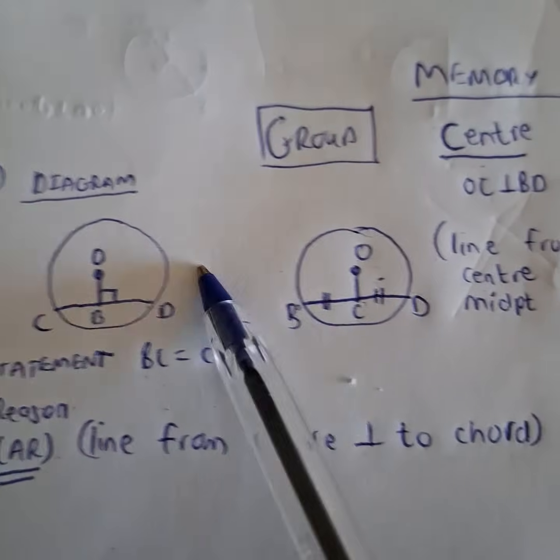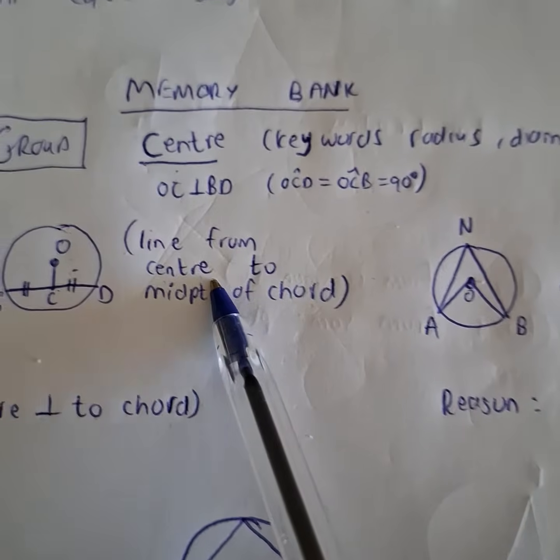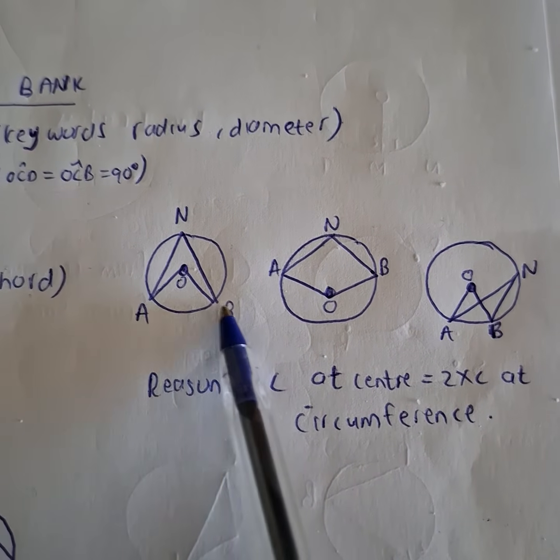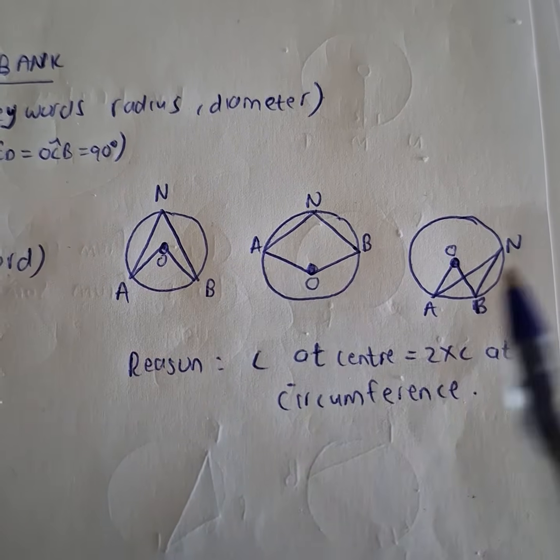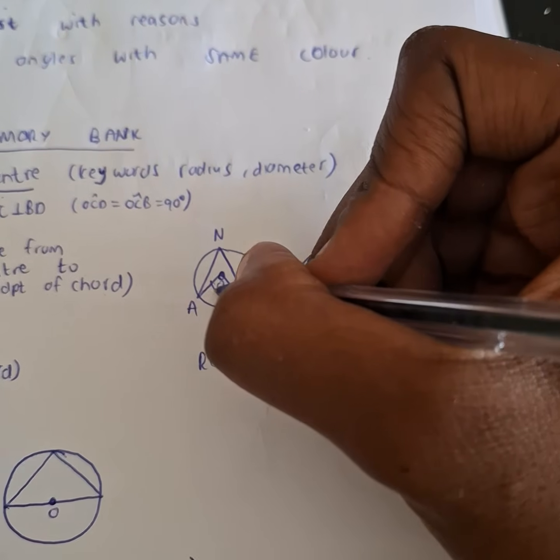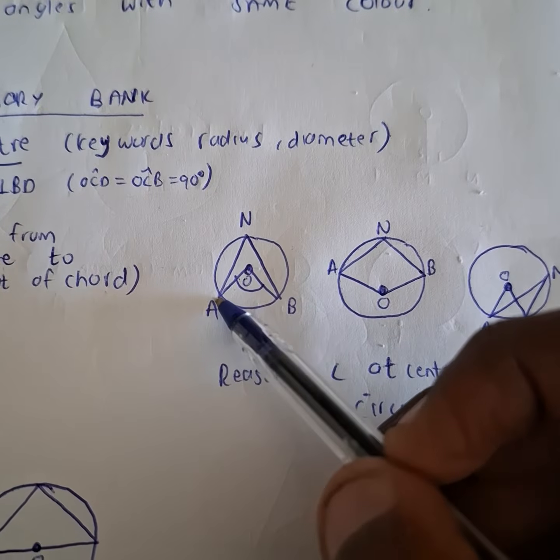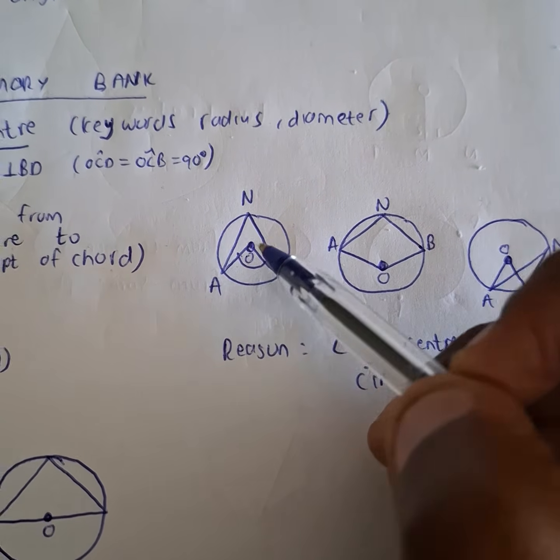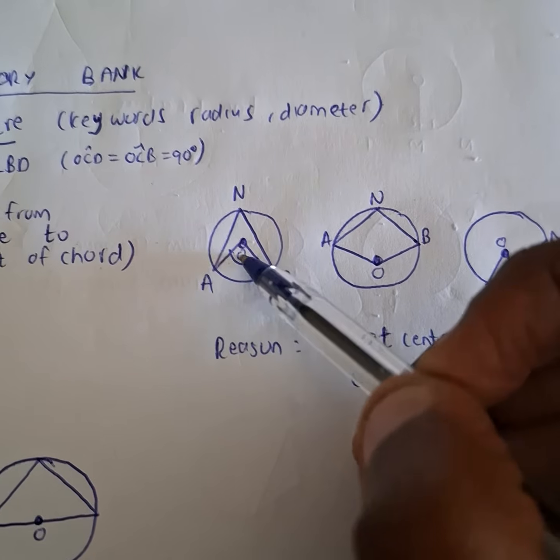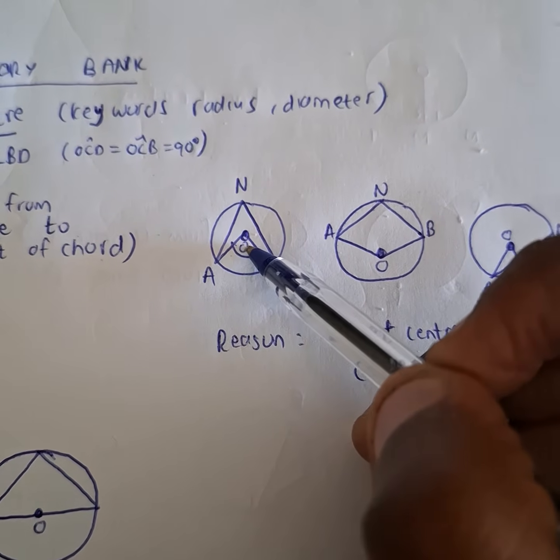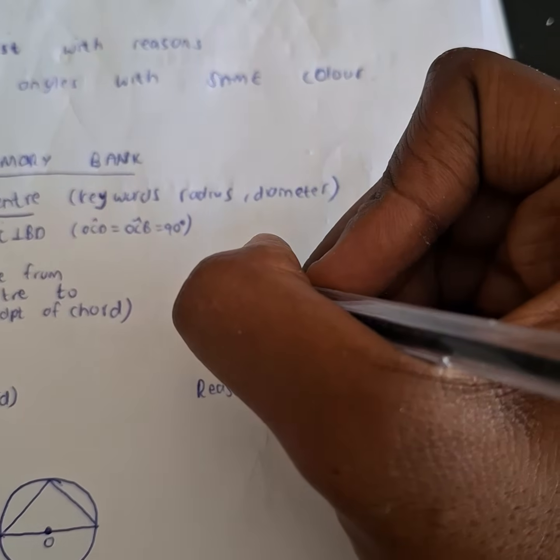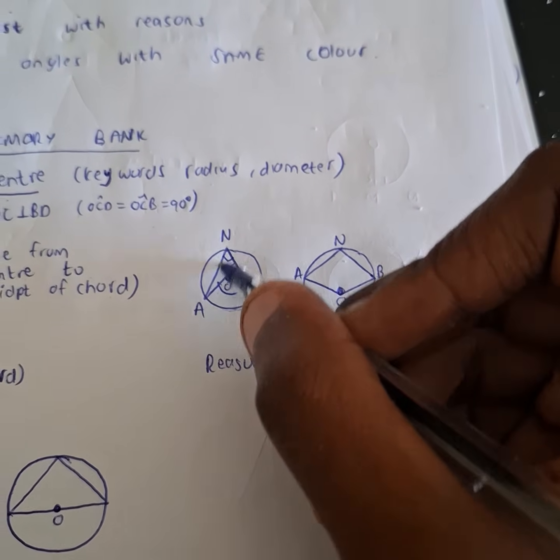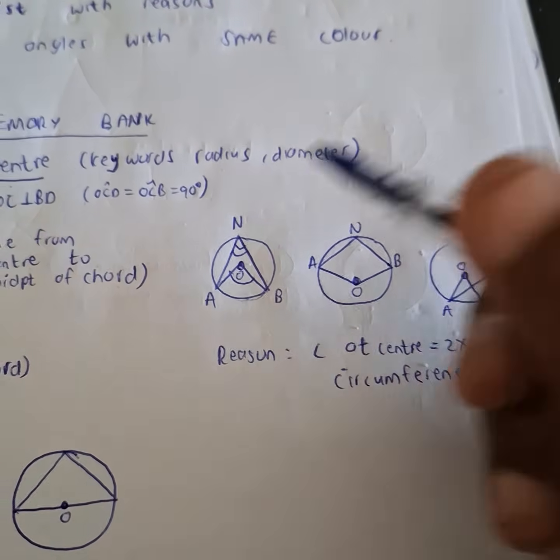Okay, those are two theorems revolving around the center. There's another center theorem, the one that says angle at the center is 2 times the angle at the circumference. Now it's very important to note that if an arc of a circle subtends an angle at the center, that angle is equal to 2 times the angle subtended by the same arc at the circumference.